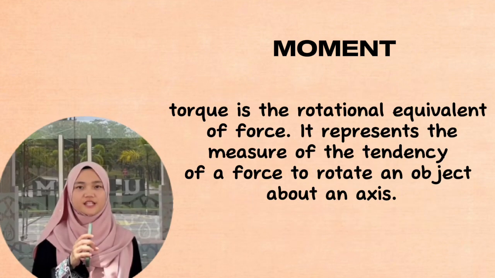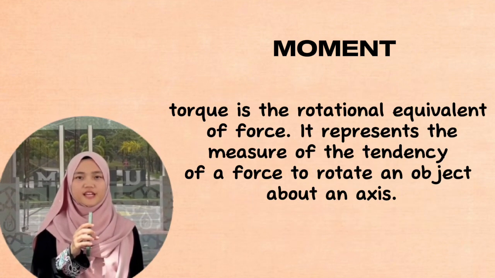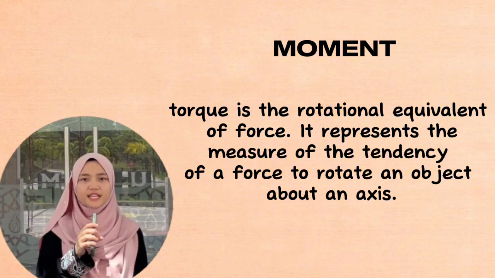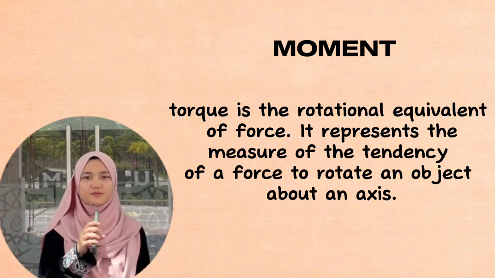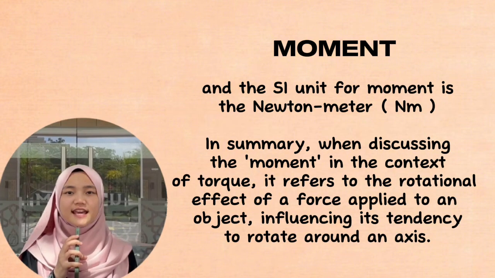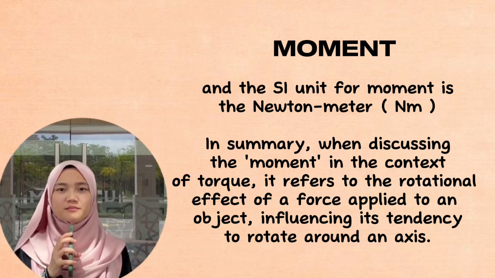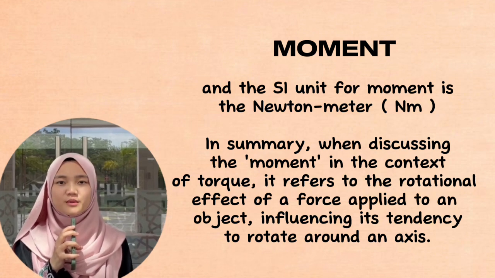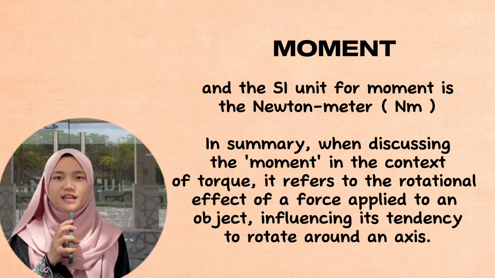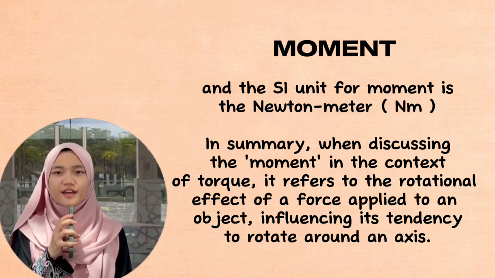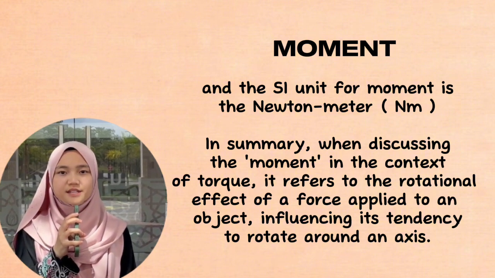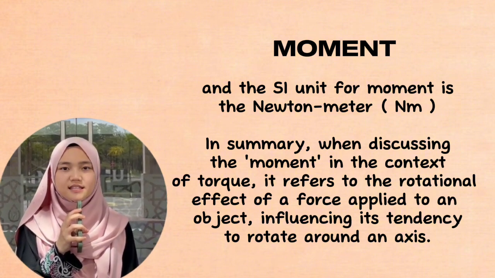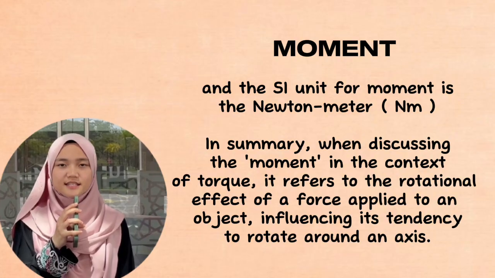Torque is the rotational equivalent of force. It represents the measure of the tendency of a force to rotate an object about an axis. And the SI unit for moment is the Newton meter, Nm. In summary, when discussing the moment in the context of torque, it refers to the rotational effect of a force applied to an object, influencing its tendency to rotate around an axis.